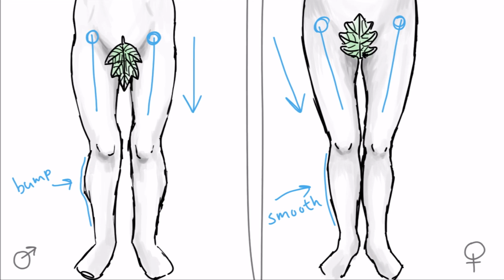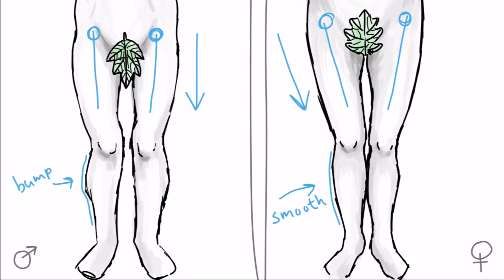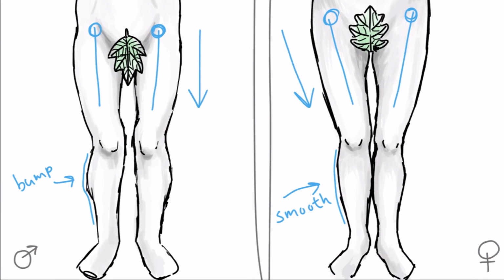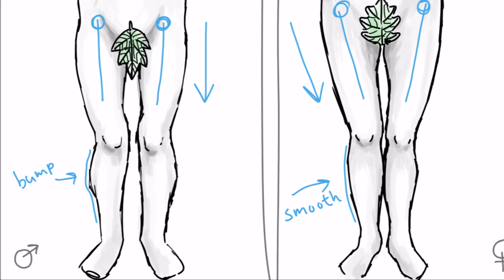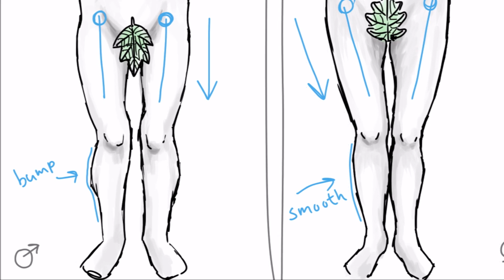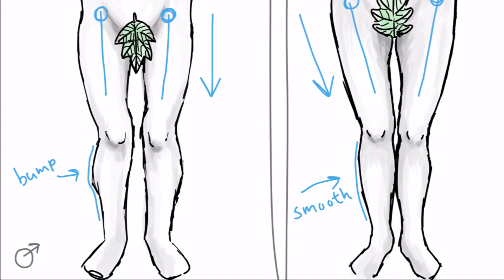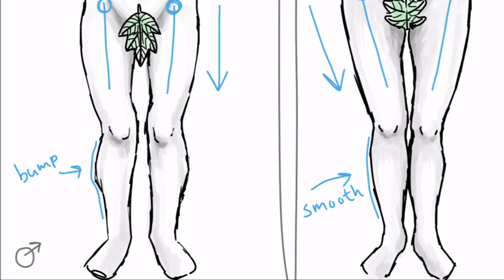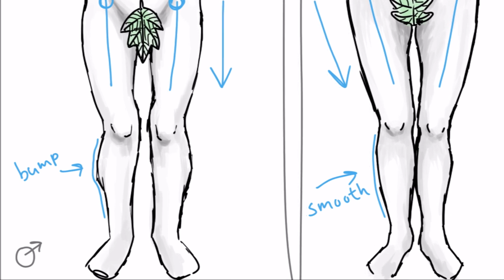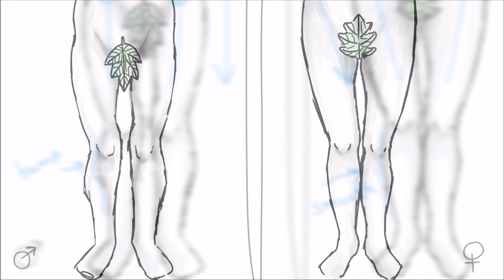Oh my goodness. And as you see at their legs, the male leg has more of a bump with muscle definition, while the female leg is more smooth. Because even if a female is more muscular than a male, the males still tend to have more muscle definition because their muscles are harder than female muscles.